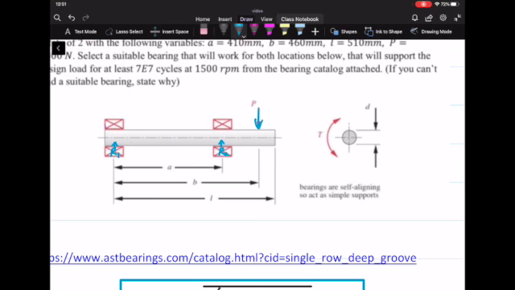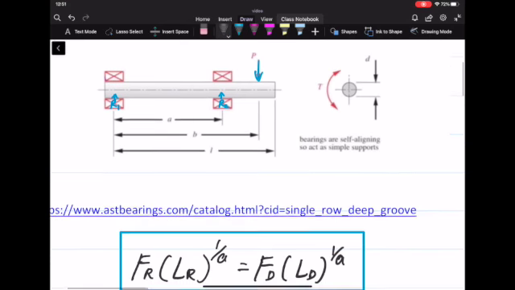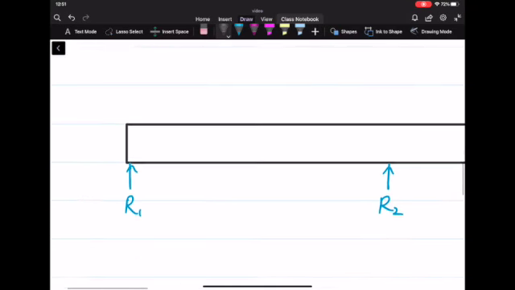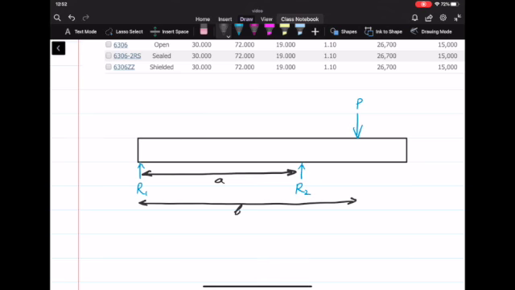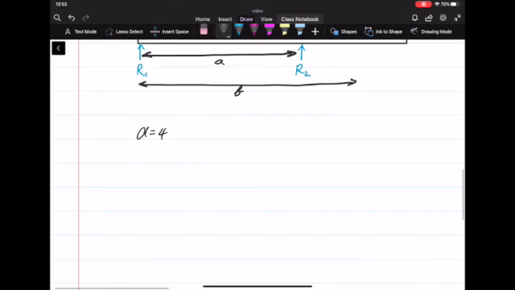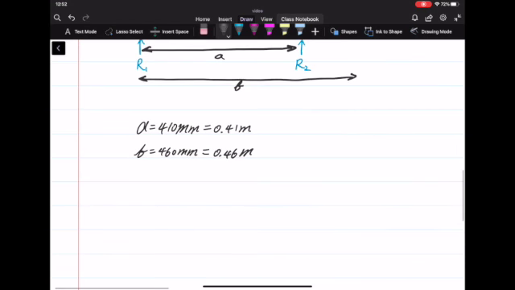And we have distances A and B. Let's draw it right there. This is A. This is B. A is 410 millimeters, and we convert to meters, which will be 0.41 meter. And B equal to 460 millimeters, which is 0.46 meter. And then we have the force pushing down, P equal to 5,000 Newtons.